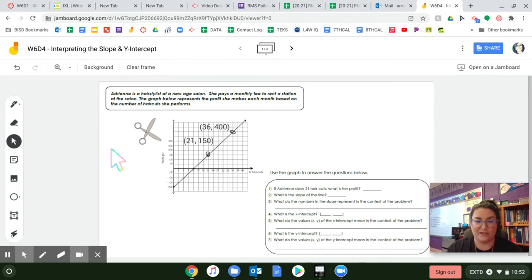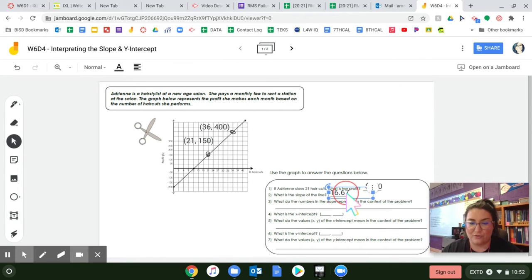So let me go ahead and fill in some of these answers here. So I have $150 at 21 haircuts. Another thing I know is that my slope is 16.67.